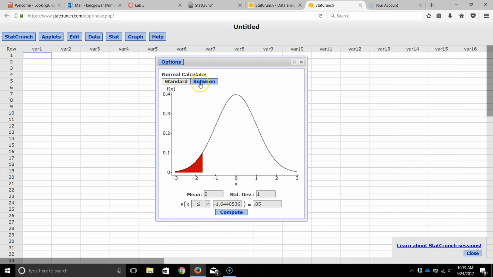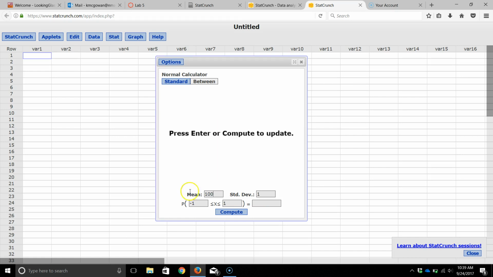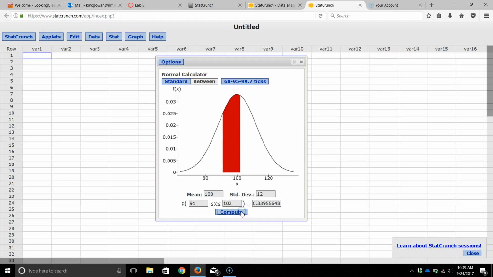The next thing we'll talk about is using the between option. When we clarify a mean and standard deviation other than 0 and 1, let's for example use a mean of 100 and a standard deviation of 12. In the between option, we'll need to specify a left and a right boundary and compute the middle area between the two boundaries. Let's clarify a left boundary of 91 and a right boundary of 102 and compute.